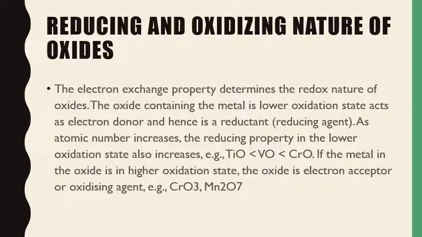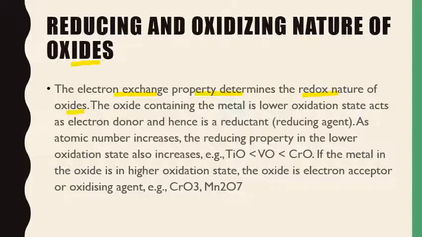Now let's understand the reducing and the oxidizing nature of the oxides we have seen. The electron exchange property determines the redox nature of the oxides. And what is the redox nature? It is the ability of losing the electron or gaining the electron. That is reduction and oxidation.